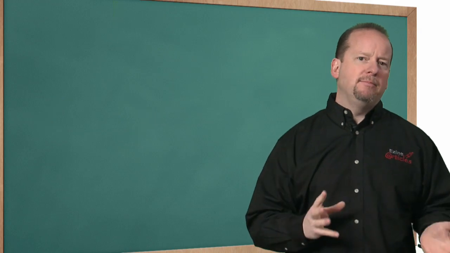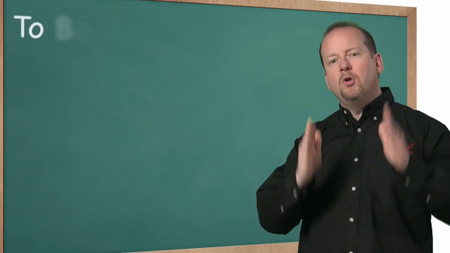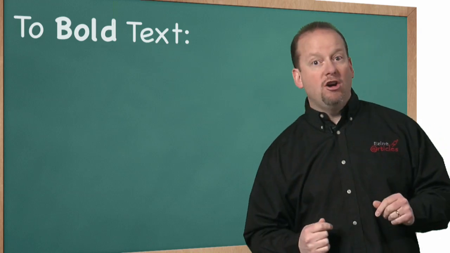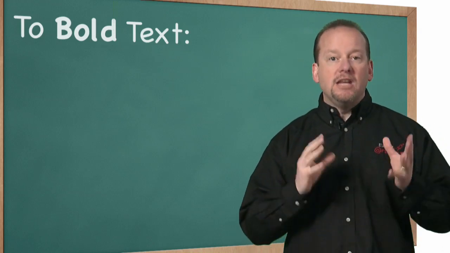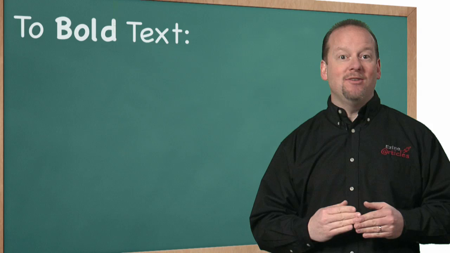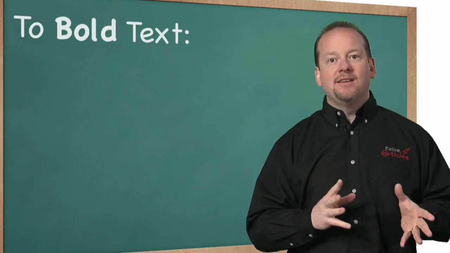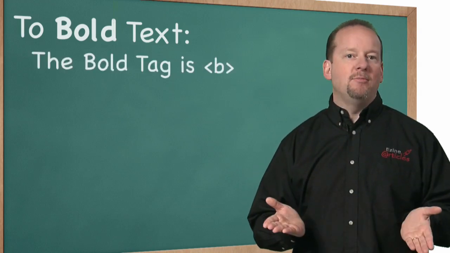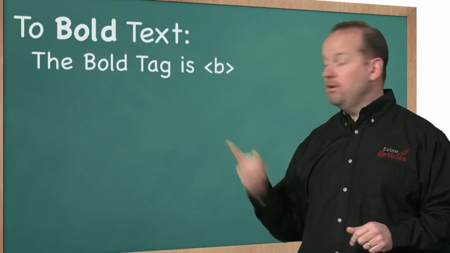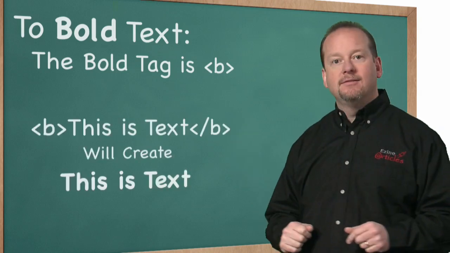Now let's look at an example. Let's say you want to bold a heading or a subheading in your article. First, you need to know what the tag is for that attribute, right? Now to bold text, the tag is simply the letter B. So this is what it would look like to bold text.